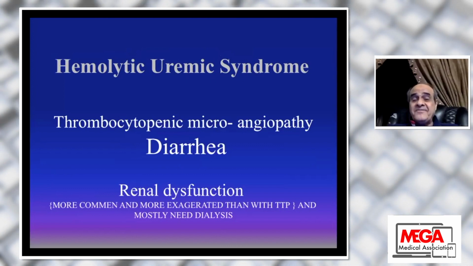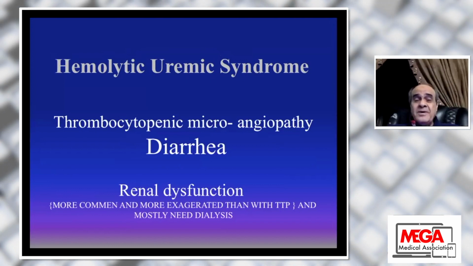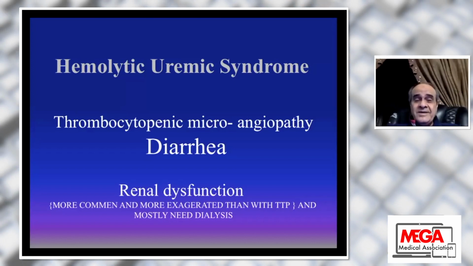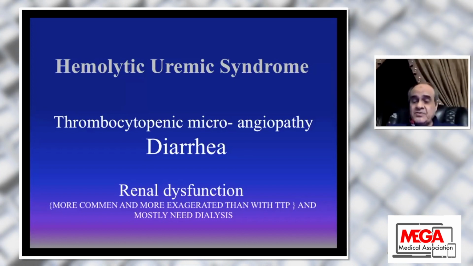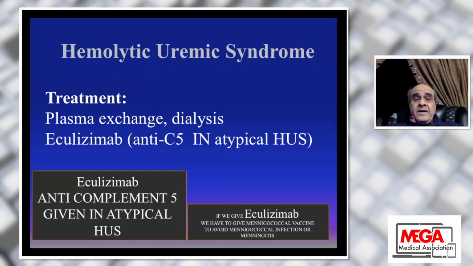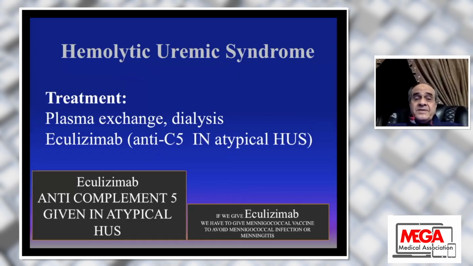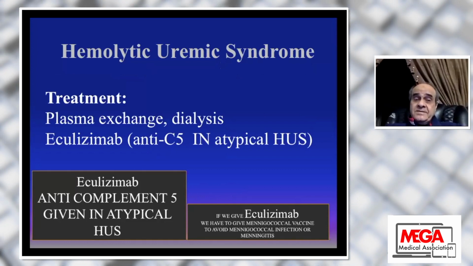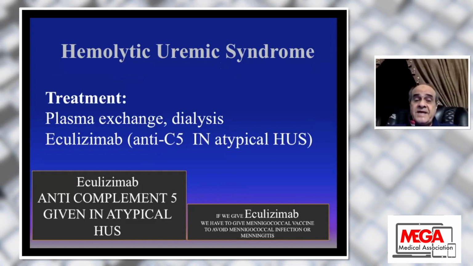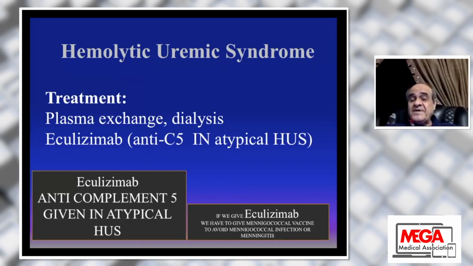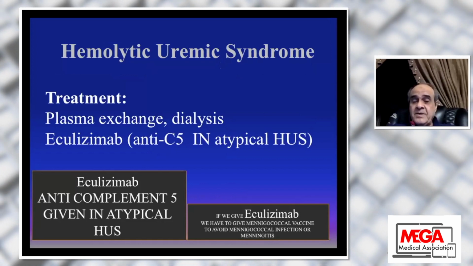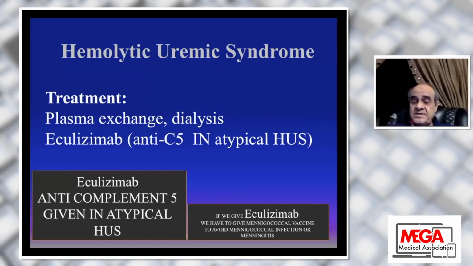But renal function impairment is more dominant in patients with hemolytic uremic syndrome than in those with TTP. Treatment is plasma exchange and dialysis, or we can use eculizumab, which is anti-complement 5, and we have to vaccinate the patient against meningococcal meningitis if we treat them with eculizumab or with anti-complement.